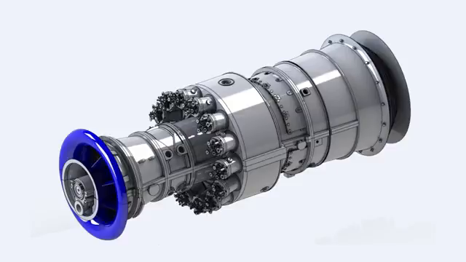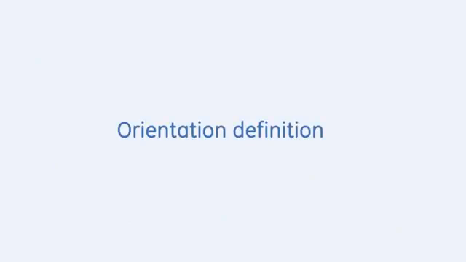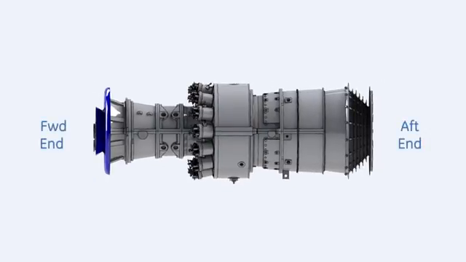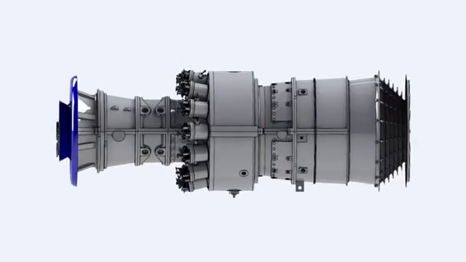This gas turbine is also known as PG9171E or Frame 9E. Throughout this video, the air inlet of the gas turbine is considered to be the forward end and the gas's exit is to be the aft end. The forward and the aft of each individual component are defined in the same manner.